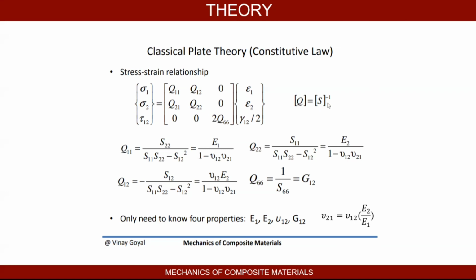The inverse of the S matrix is the Q matrix, which is called the reduced stiffness matrix. So this is what you see here. So from that, you can find stresses in the global coordinate system, which I'll refer to as the XY system, from strains. And you can input to the matrix using these relationships here, which are again based on the material properties.